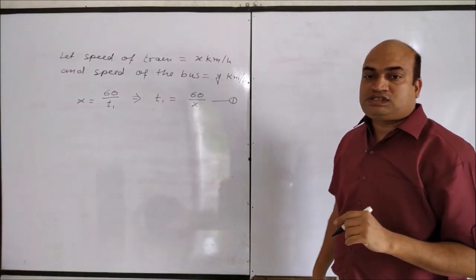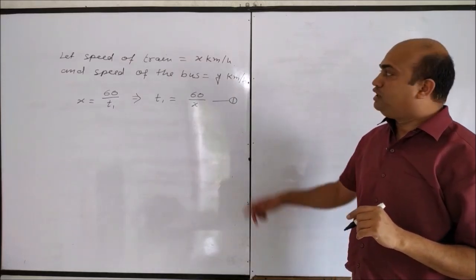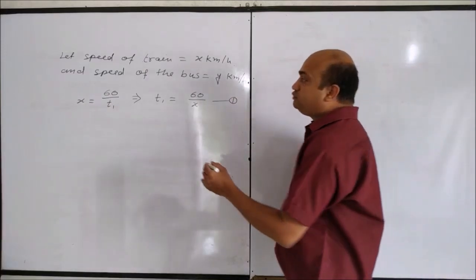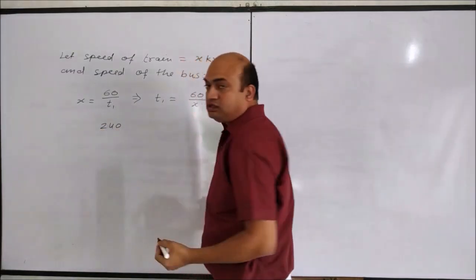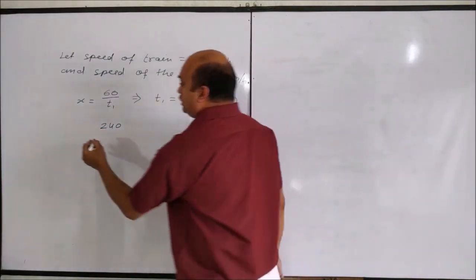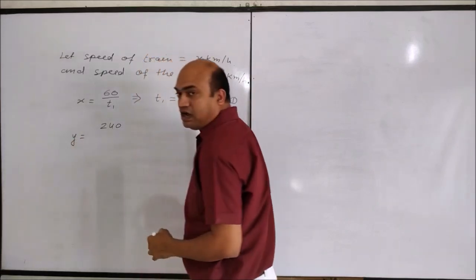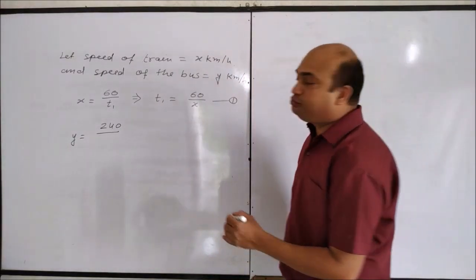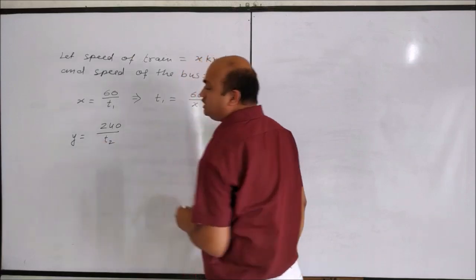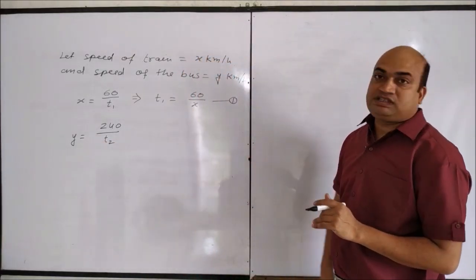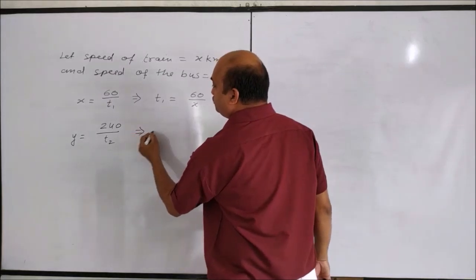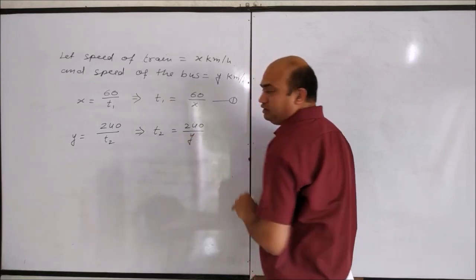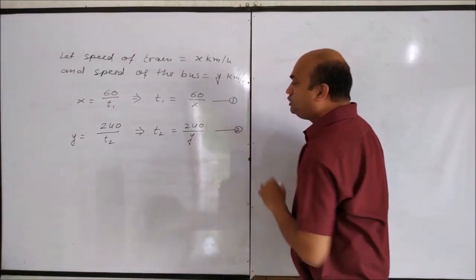Now, total distance she has to travel is 300 kilometers. And she finished 60 kilometers by train, then 300 minus 60, that is 240 kilometers she will travel by bus. Speed of the bus is y kilometer per hour and distance Ruhi travels with bus is 240 kilometers, and we will consider that she required T2 hours to cover this distance. Therefore, from here we will get T2 is 240 by y. This will be equation number 2.